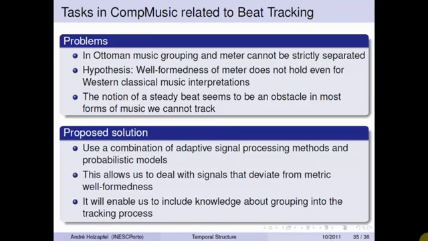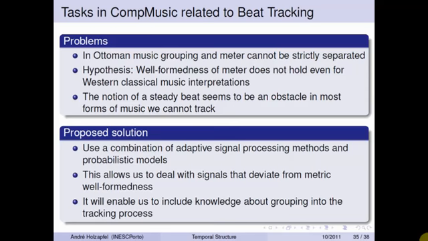So we should maybe use intelligent and nice signal processing methods. Adaptive methods, where with adaptive I mean that maybe we should use transforms that use window lengths and forms which are adapted to the signal characteristics, and combine them with probabilistic models which include something like the beat not being steady but allowing for some deviations. This might allow us to track these things, and it will also enable us to include grouping into this tracking process.